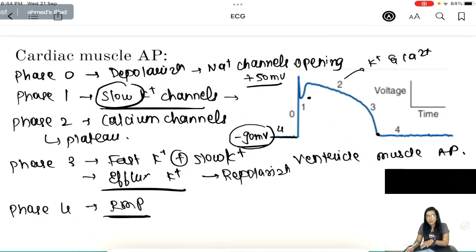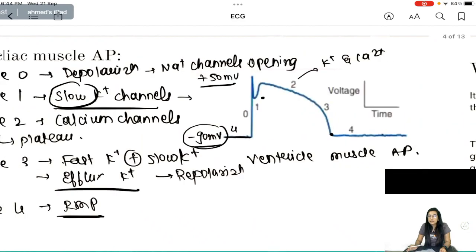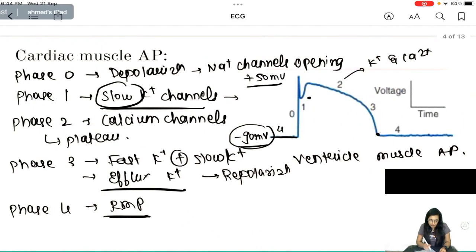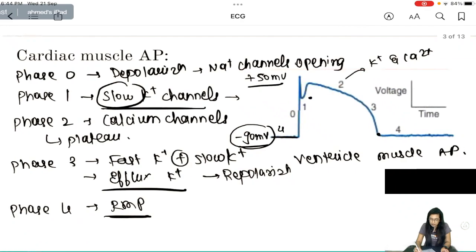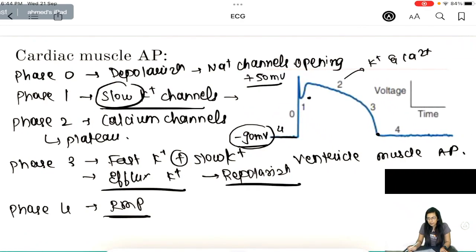This resting membrane potential is different for different muscles. For cardiac myocyte, it is around minus 90 millivolt. This is important to understand the basic physiology of the heart, and it will also help you to understand the ECG. So phase 0 is depolarization, phase 1 is the negative stage, phase 2 is the plateau stage, phase 3 is the repolarization phase, and phase 4 is the RMP. If they ask you which channels are responsible for resting membrane potential, it will be K plus channels. How does this resting membrane potential occur?